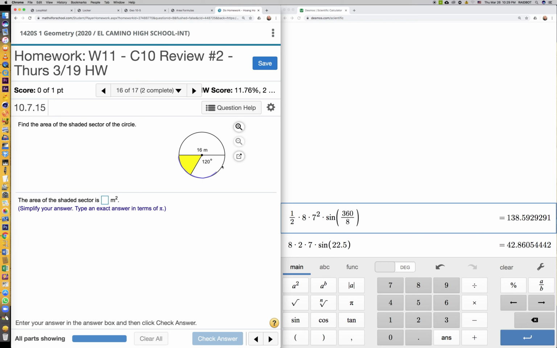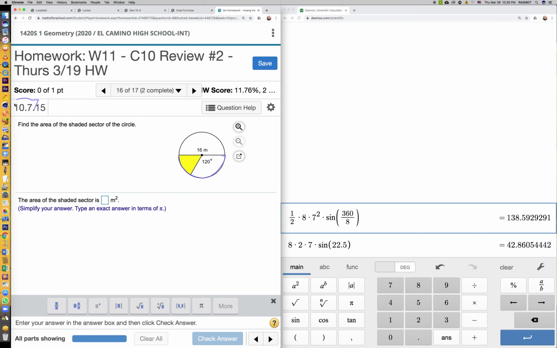That's half of the circle. And this one is 120 degrees. So the leftover for this angle right here of the sector has to be 60 degrees. So let's find the formula. First of all, let's find out the solution of this problem.